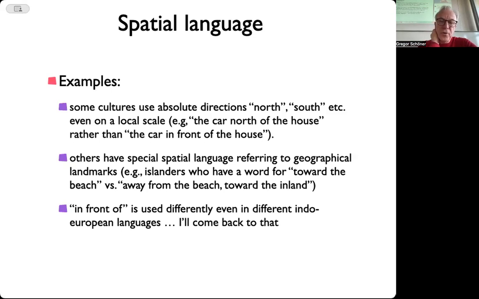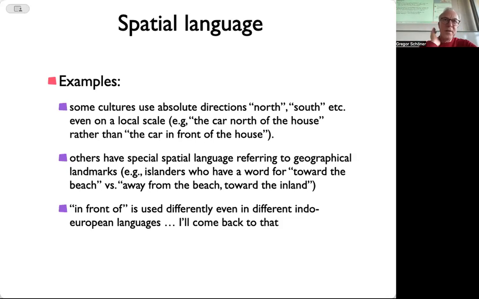And again, I assume some of you might know this. There's, for instance, quite striking evidence that some cultures use absolute spatial terms. So they would say north and south, for instance, even on a local scale. Like they would say, for instance, your northern shoe is untied. That would be the most extreme.